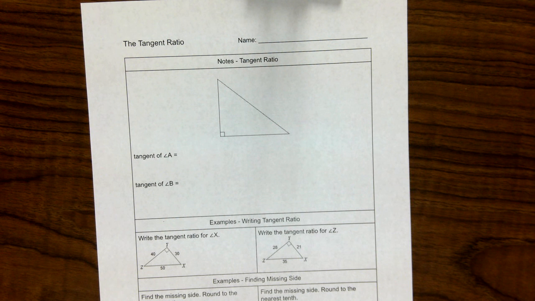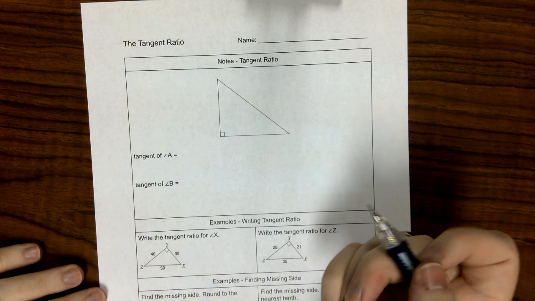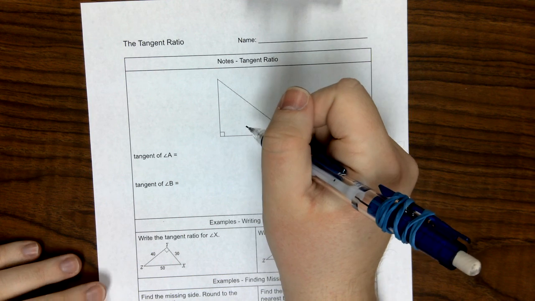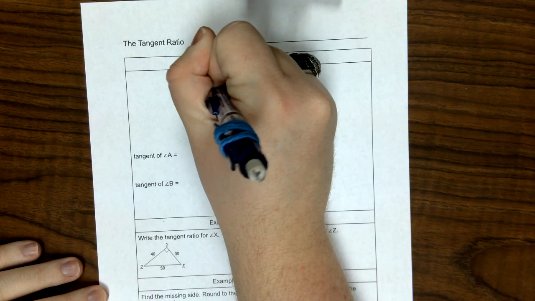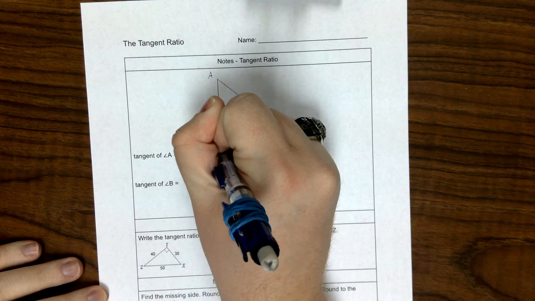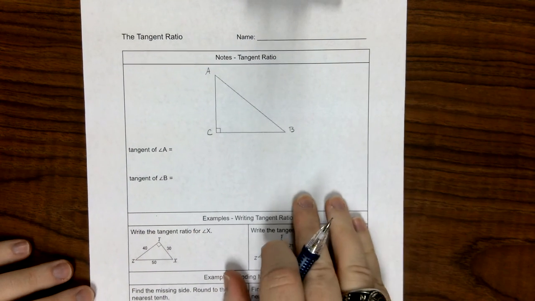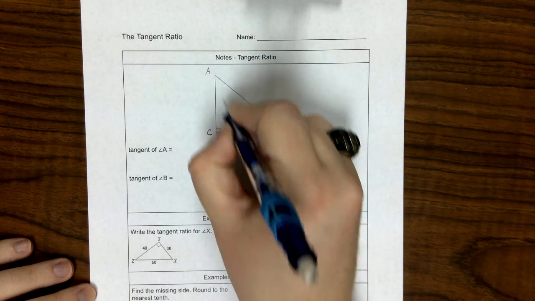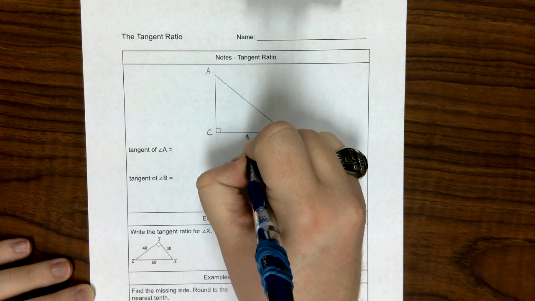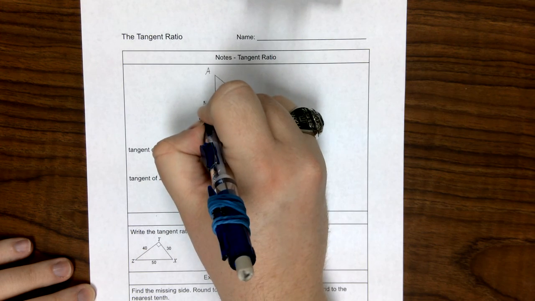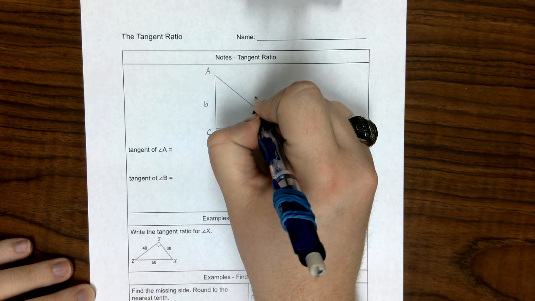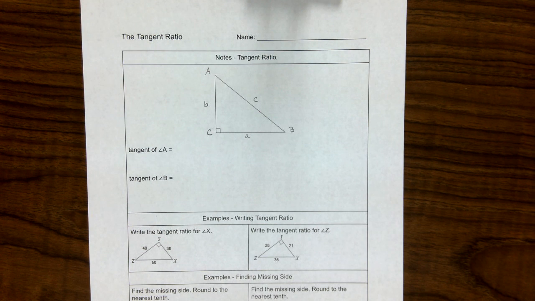So we're only going to focus on tangent today, and then we'll look at how to write the ratio, how to find the missing side, and how to find missing angles. So first of all, I need to put some vertices on this triangle. So I'm going to do A, B, C. And then because I did that, I'm going to let the side across from big A be little a, across from big B be little b, across from big C be little c. Okay?